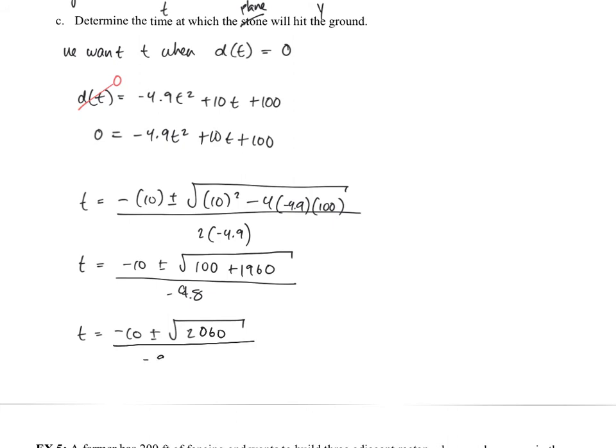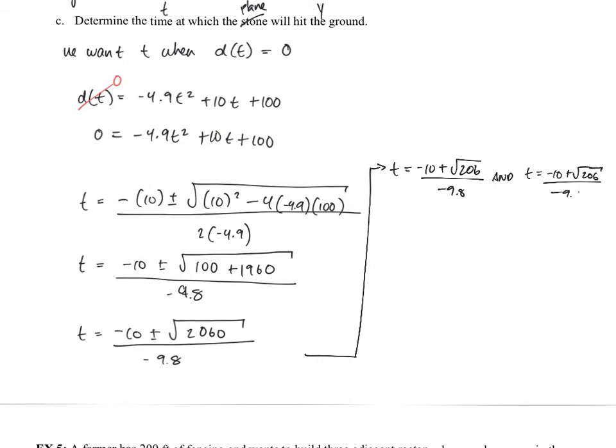So plugging this all into our calculator, I'm going to go ahead and break my t value into 2 options. Because remember, there's the positive and the negative option. And more than likely, I'm not going to end up with a negative option. We'll check into that in a second. So you have 2 options. t equals negative 10 plus the square root of 2060 divided by negative 9.8, and t equals negative 10 plus the square root of 2060 divided by negative 9.8.